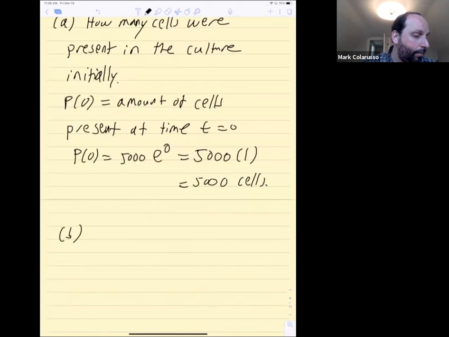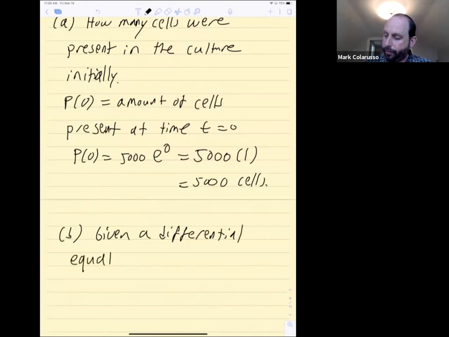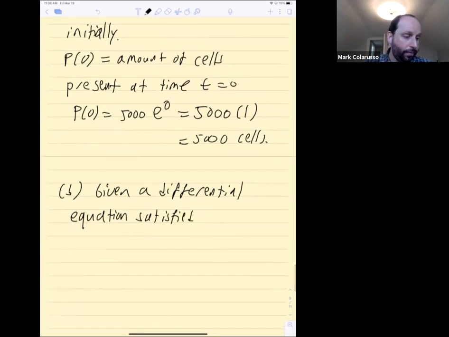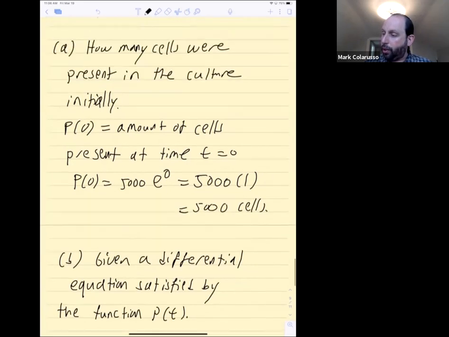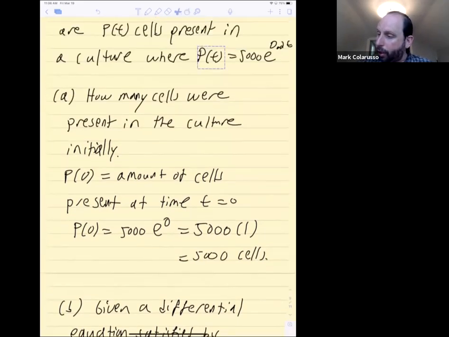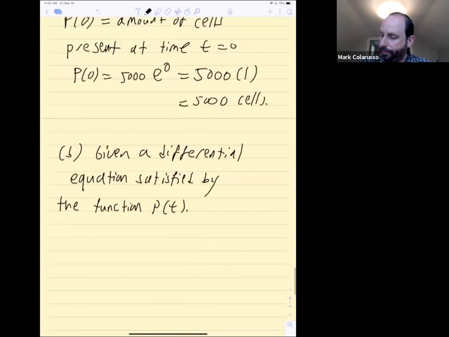Okay, now give a differential equation satisfied by the function p of t. So where's our p of t? There it is. Let me grab it for us. Oh, that backfired. I'll just rewrite it down here.